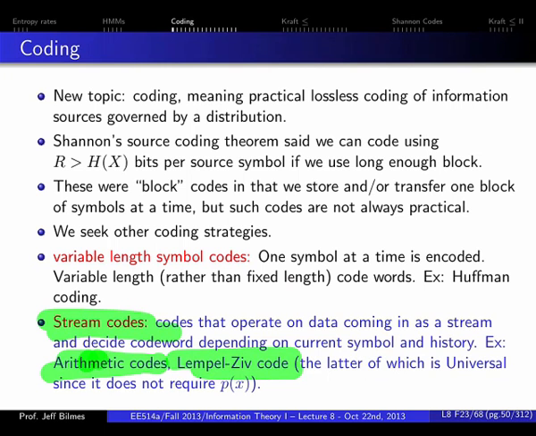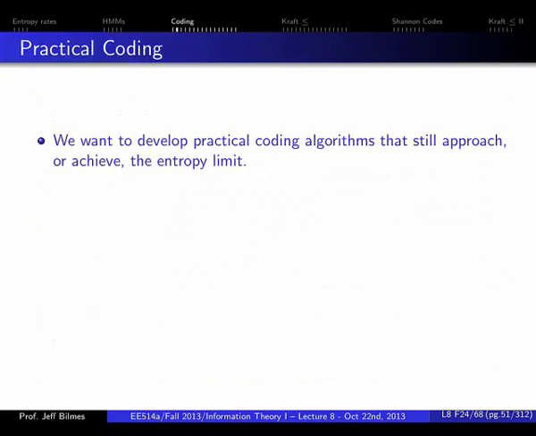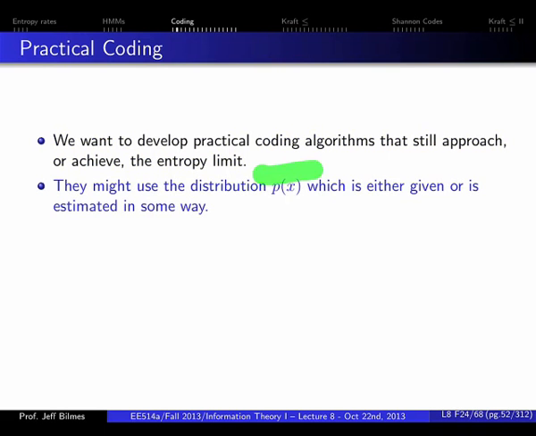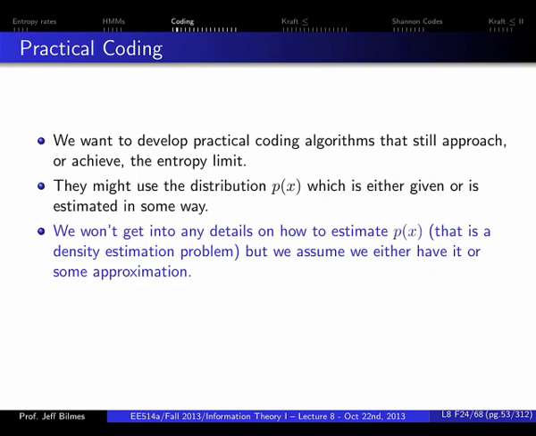Lempel-Ziv, by the way, is actually a universal stream code, because it doesn't require knowledge of P. But for right now, we're going to allow ourselves to have knowledge of P. We want a practical coding algorithm that can still approach or achieve the entropy limit, and we might use P of X. We're not assuming that we don't have that, and that's okay, because in many cases either P will be given to us or we can estimate it in some way.